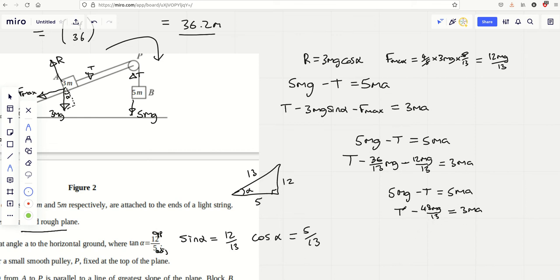Now, what I could do is divide one side by 5 and the other side by 3, so in other words, 1/5 of 5 mg minus T, yeah? That's ma. But also 1/3 of T minus 48 mg/13. That is also ma. And so I've kind of got rid of everything I need to. And now I just need to make T the subject here, yeah? So that's going to give me mg when I multiply out that bracket, minus T/5 equals, and this is just one possible way of solving it, it's not the only way, equals T/3 minus 48 mg/39.